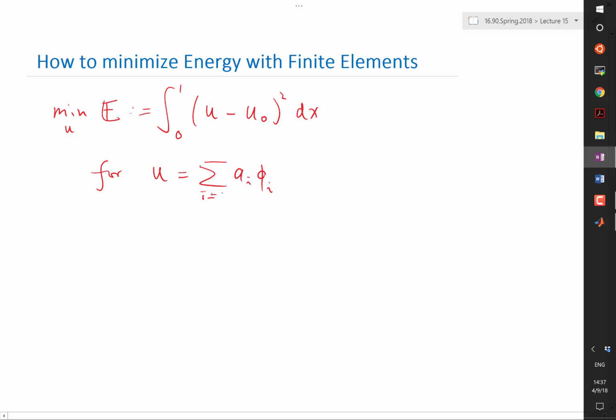And what are the phi's? Why are we representing our u as a linear combination of phi's? What did you say? Yeah, so the phi's are something called the basis of a linear space of functions in which we want to find our solution. And in the last lecture, do you remember what kind of basis function did we use?